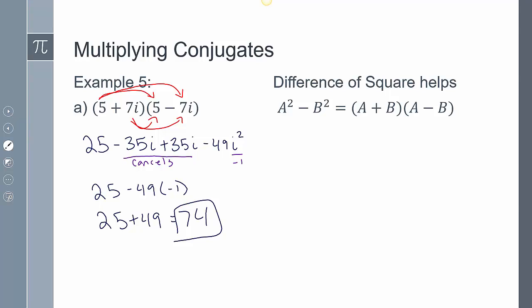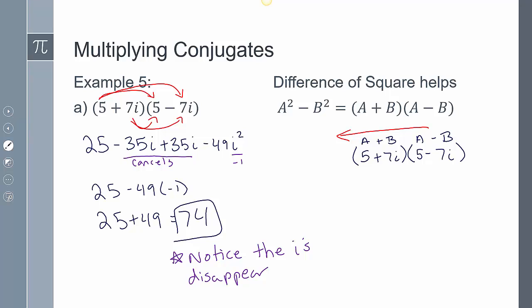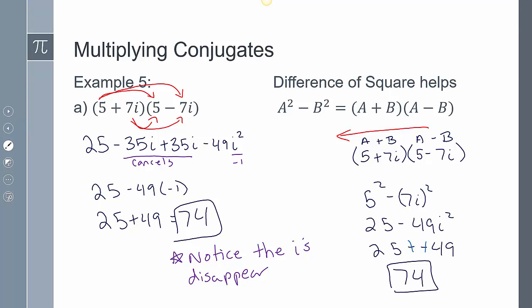Now a way that we can quickly do this, you don't have to do this, you can do everything out like we just did here, and you get your 74. But this is like the difference of squares, a plus b, a minus b. And so the difference of squares says that's just a squared minus b squared. So a plus b, a minus b is just going to be a squared minus b squared. And so simplifying that, you end up getting 74 as well. So it's just a little quicker. You don't necessarily have to do it that way, but it's just a little quicker.